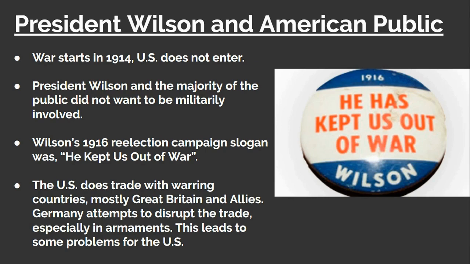Now, the U.S. does trade with warring countries, mostly with Great Britain and France. This is partly because Great Britain controls the seas. Well, they have control of the Atlantic Ocean above the water, but German U-boats are disrupting trade under the water. And there are attempts to destroy any armaments that are going between America and Great Britain. And officially, America was not supposed to be trading guns with Great Britain. It was just supposed to be trading things like food. However, this was being done. So this leads to some problems for the U.S.